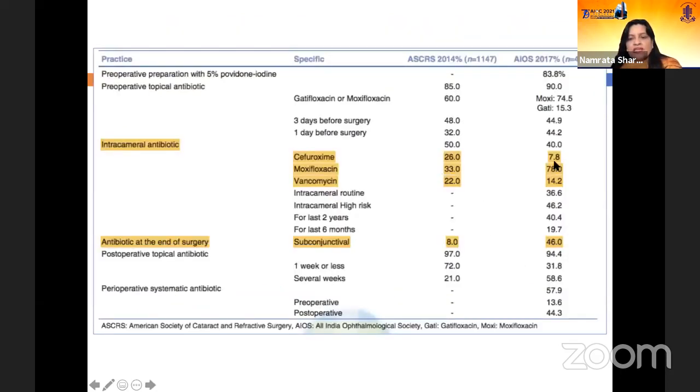And this is just to compare the ASCRS survey and the AIOS survey. Notice that this is much less as compared to what the ASCRS survey is, and our subconjunctival use is much higher.